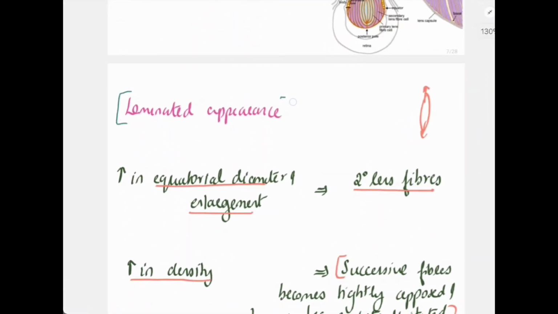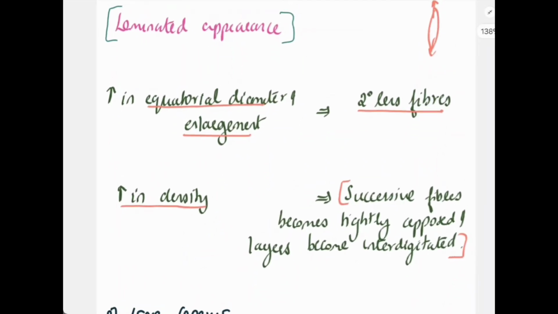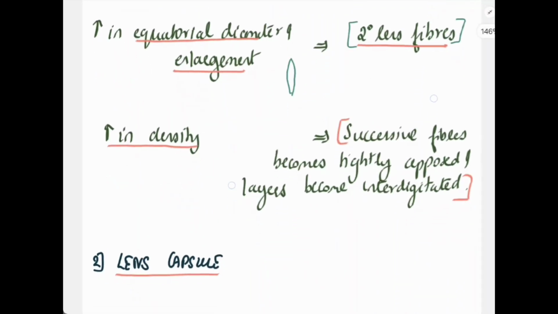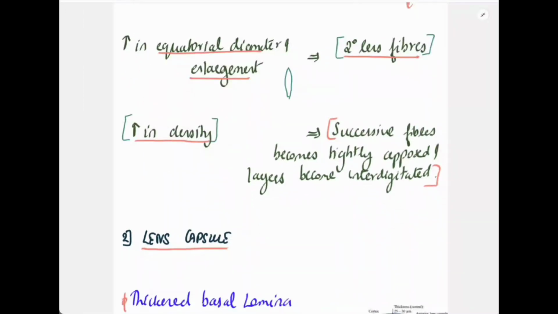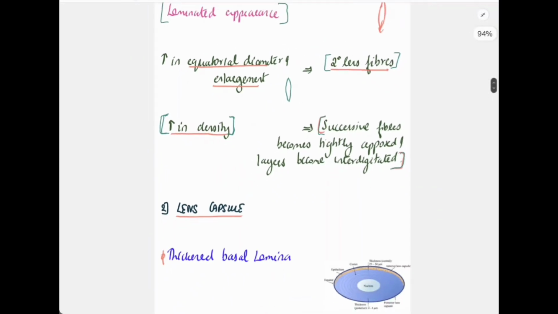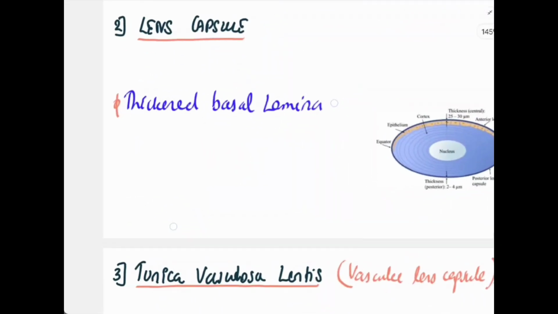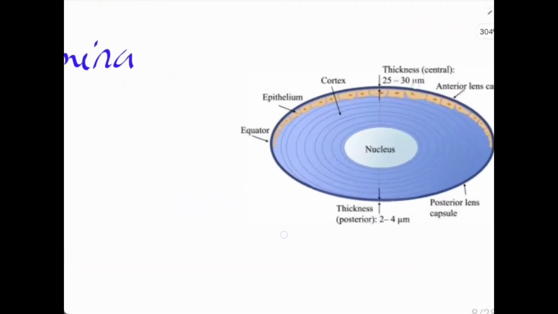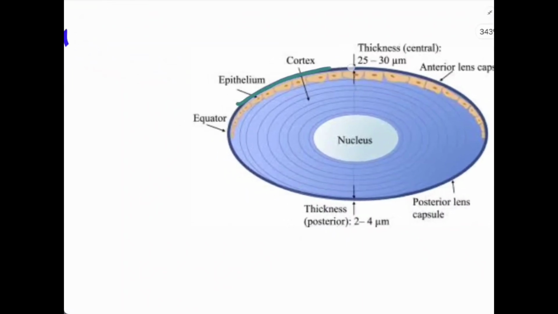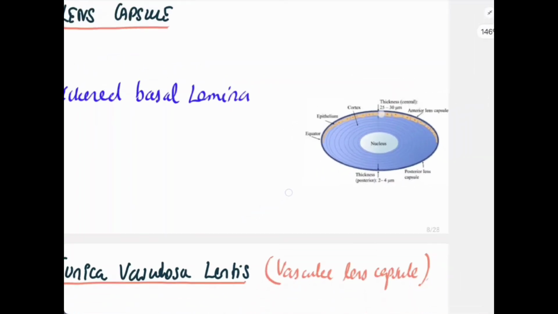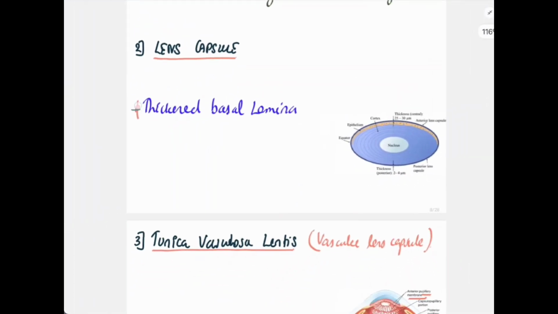The increase in the equatorial diameter and enlargement of the lens with age is because of the continued production and persistence of new secondary lens fibers throughout life. The increase in density during development is because successive fibers become tightly opposed and the layers become interdigitated. The lens capsule is a non-cellular envelope that completely surrounds the lens. It is formed from the thickened basal lamina developed from the lens epithelium.